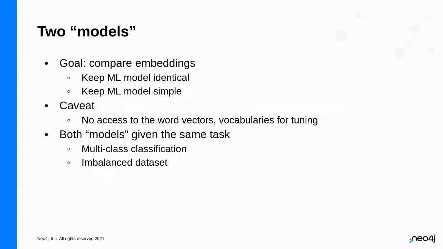So let's look at it. I looked at this data set in two different ways. I created two different models. Now, my goal was just to compare the quality of the embeddings. So I wanted to keep the machine learning models identical. All I'm doing is throwing in different embeddings, okay, word embeddings or graph embeddings. And then I wanted to keep the machine learning model simple. So I used scikit-learn. I used a support vector classifier in there. I went with all of its default settings. I didn't optimize any portion of the support vector classifier beyond those default settings.